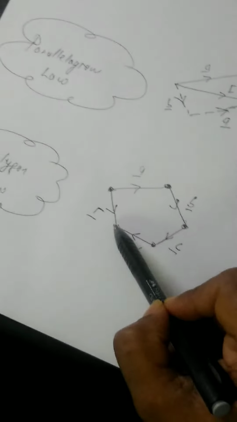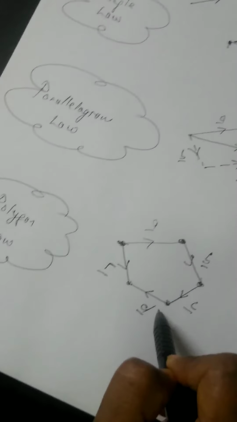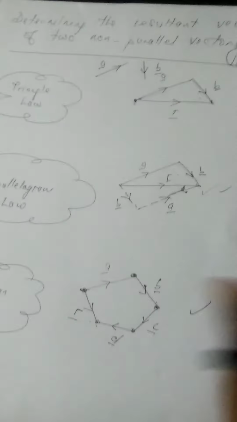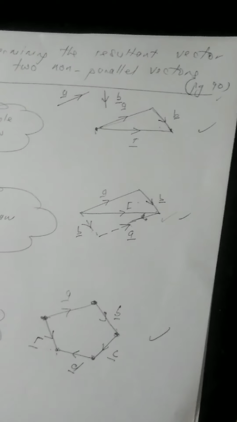The third one is the polygon law. The polygon law is used when you have more than two vectors. For example, you have vector A, vector B, vector C and vector D. Your resultant will be from where vector A starts to where vector D ends. So your resultant is this. These are three laws that you can use, depending on what is given to you in the question.